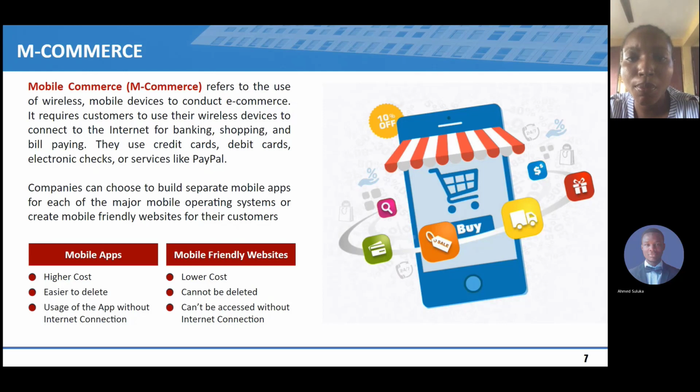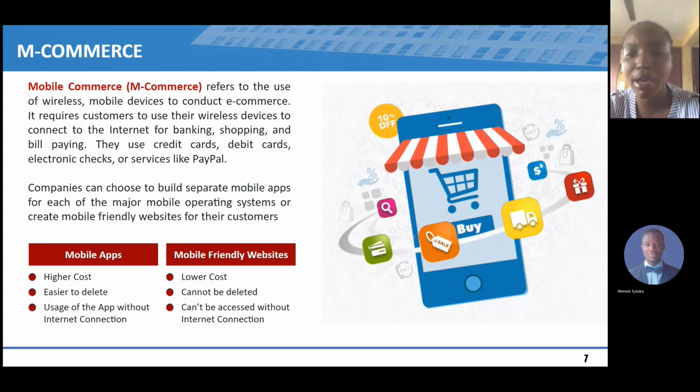Now, some of the features of mobile apps and mobile-friendly websites include: for mobile apps, it has the characteristic of incurring high cost. That is, companies usually need to have huge capital outlay or need to invest more in order to build mobile apps that are functioning perfectly well. It is also easier to delete. That is, as soon as a customer downloads the app on their phone, if they decide they are no longer in need of it, they can as well decide to delete it. And another feature of apps that makes them different from the mobile-friendly website is that they can be used without internet connection.